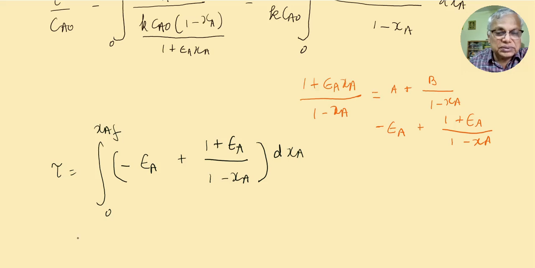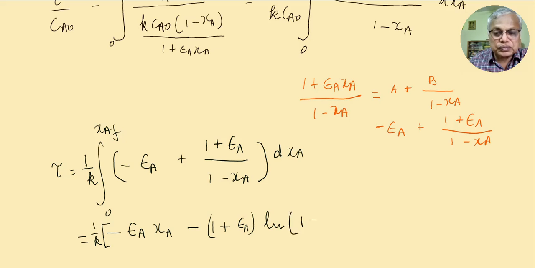If we integrate this, it is minus epsilon A. Yeah, there is K here, okay? There will be K here. Only CA naught is cancelled. There will be K. So 1 by K, epsilon A into XA minus, the integration of the second term is ln, between the limits 0 to XAF. So this is the integration of this.